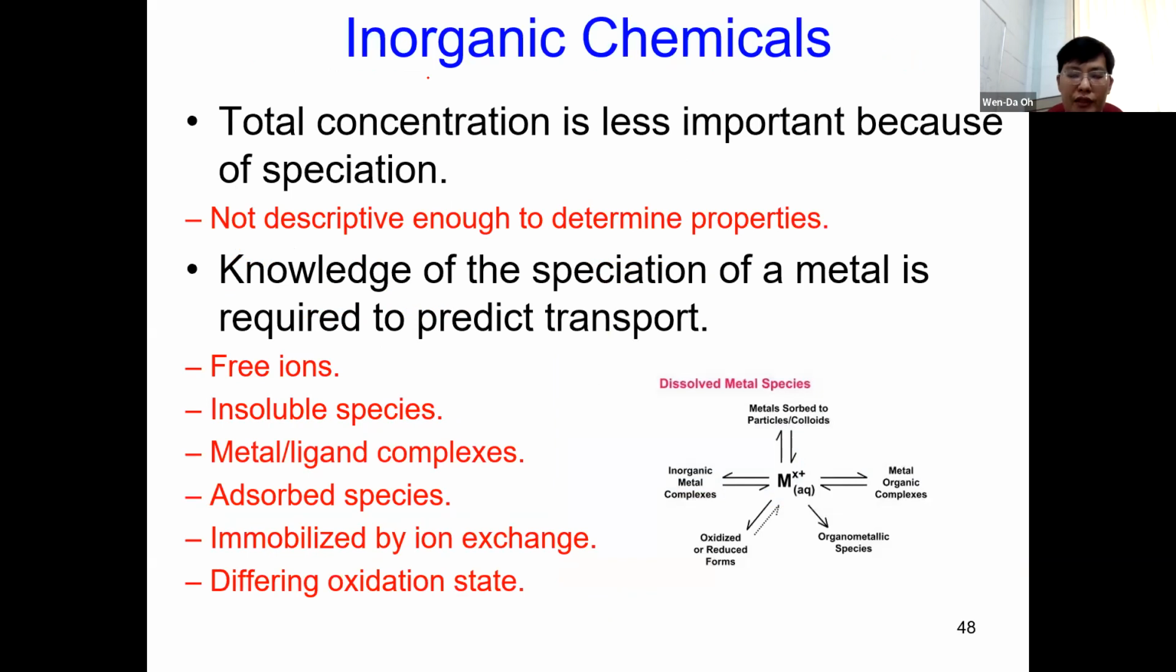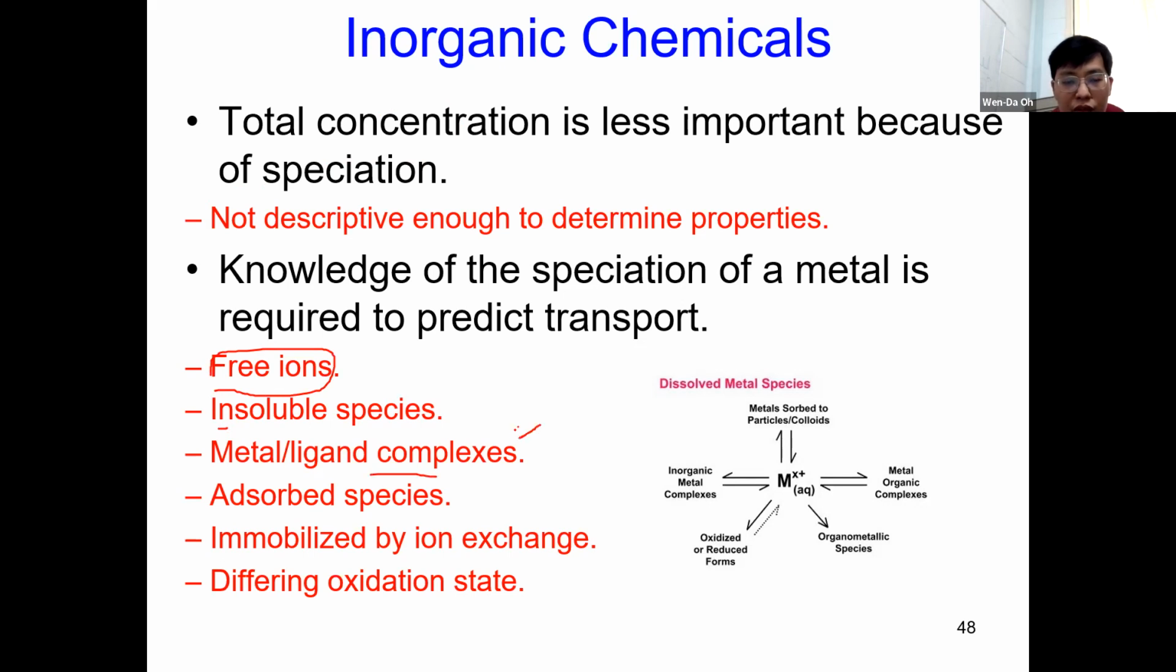For inorganic chemicals, like heavy metals, especially heavy metals, it is very, very concerning, not because of its total concentration, but more on the speciation itself. Speciation here means what kind of species that particular metal can exist as, right? For instance, it can exist as a free ion. It can be an insoluble species. It can be a complex.